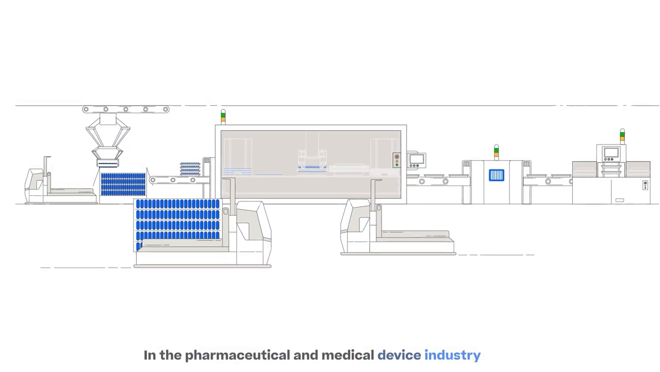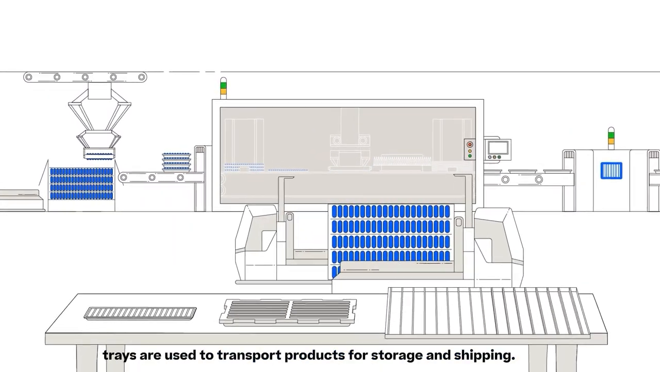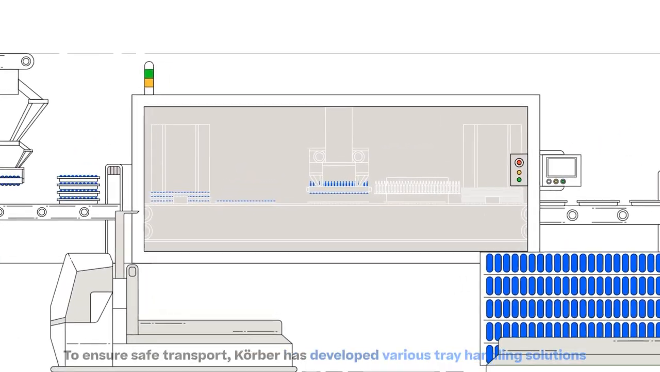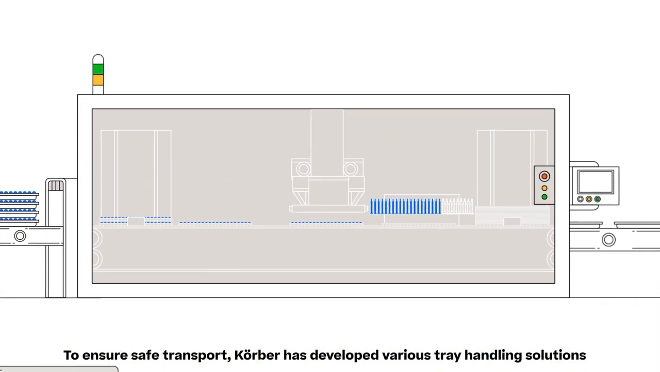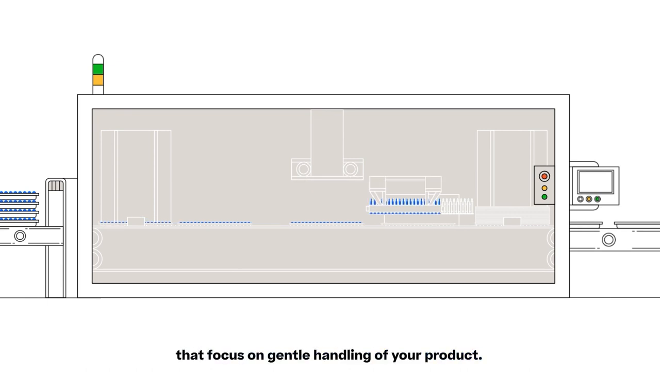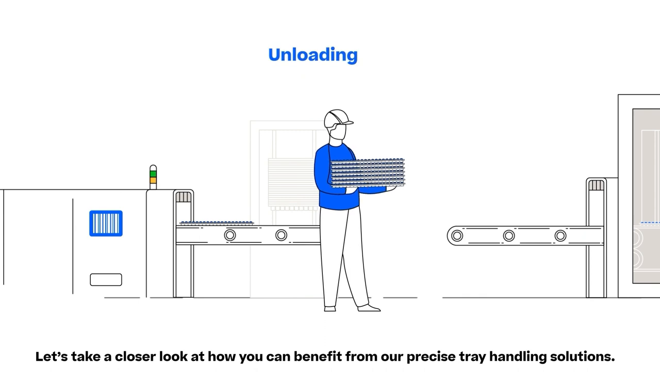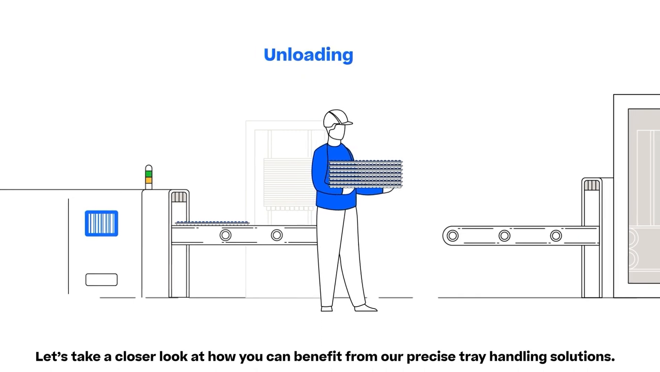In the pharmaceutical and medical device industry, trays are used to transport products for storage and shipping. To ensure safe transport, Körber has developed various tray handling solutions that focus on gentle handling of your product. Let's take a closer look at how you can benefit from our precise tray handling solutions.